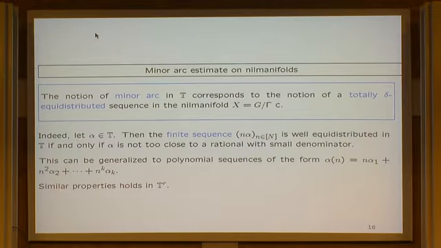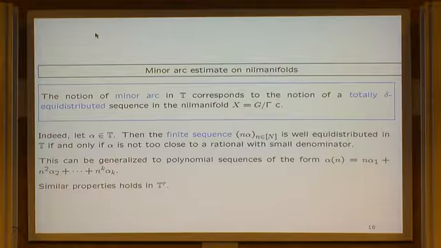If you consider a finite sequence, not an infinite sequence, a finite sequence, and assume it is well equidistributed in T. I don't define it, the discrepancy is small. Okay, it's a good distribution in the torus. Then it means that alpha is not too close to a rational with small denominator.